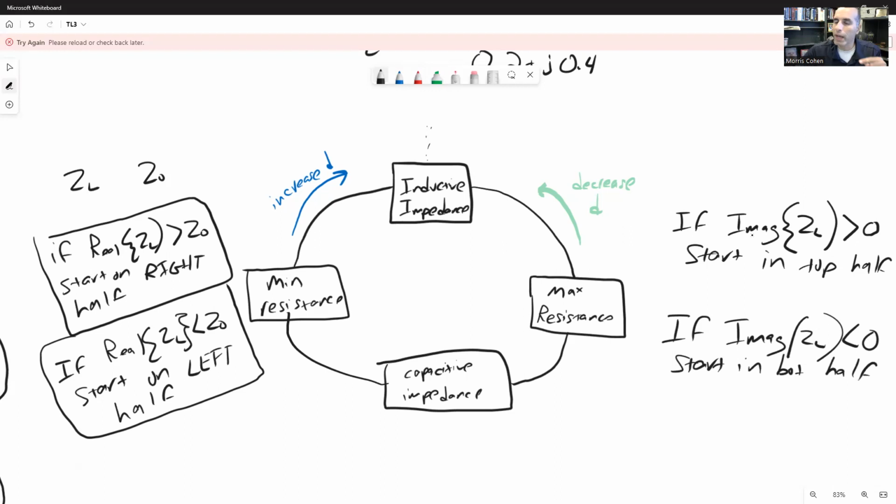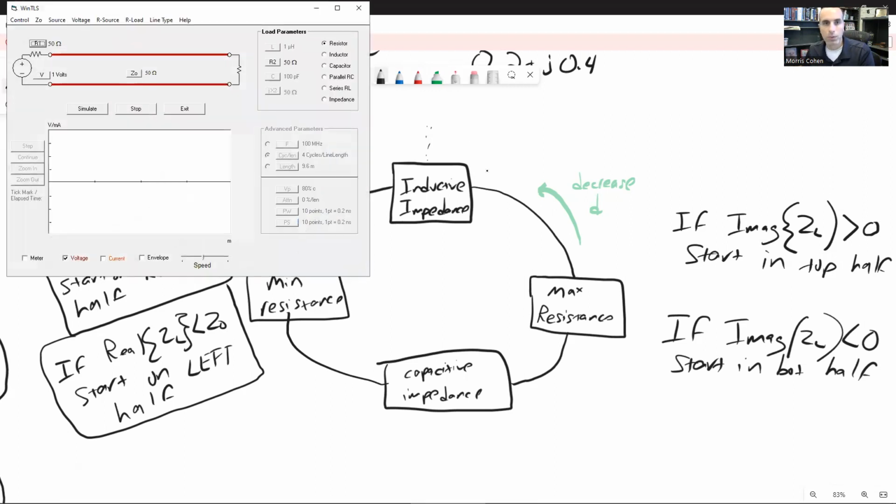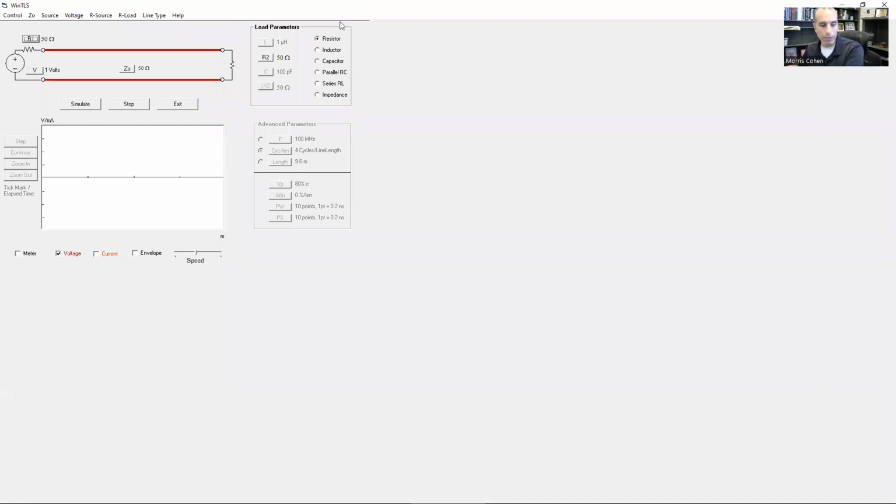So based on how ZL compares to Z0, you know where to start on this loop, and then as the line gets shorter or longer, you either move clockwise or counterclockwise as you add or subtract transmission line. All right, so you can see from this perspective that there ought to be a graphical representation of all of this, something that can capture these loops, these circles, depending on how ZL compares to Z0. We're going to get that in a second. It's called a Smith chart. But before I show that to you, I want to take a look at this with a visual demo.